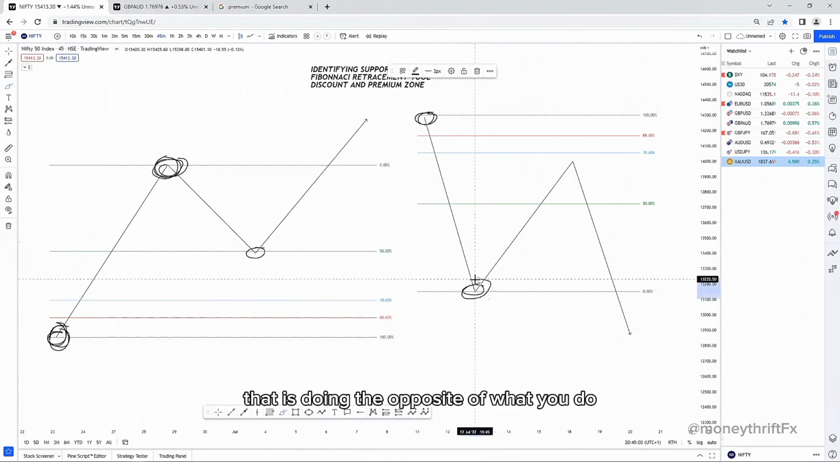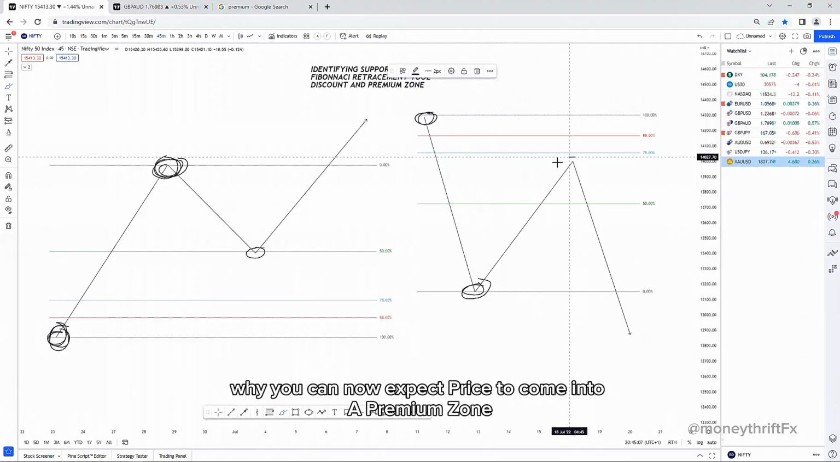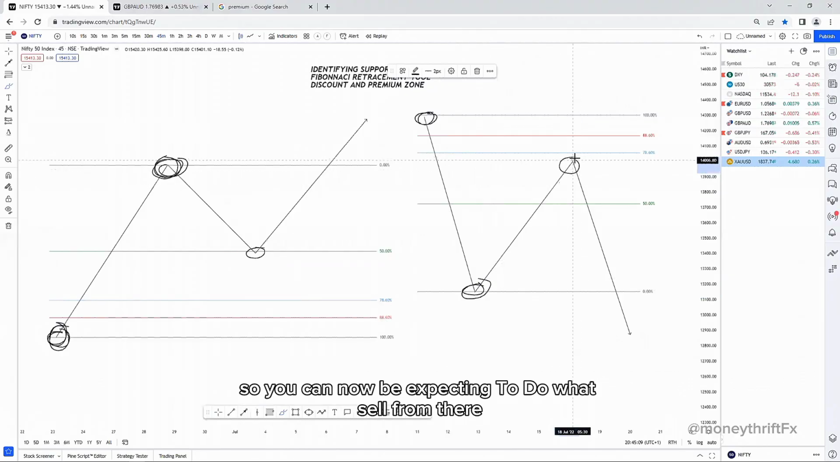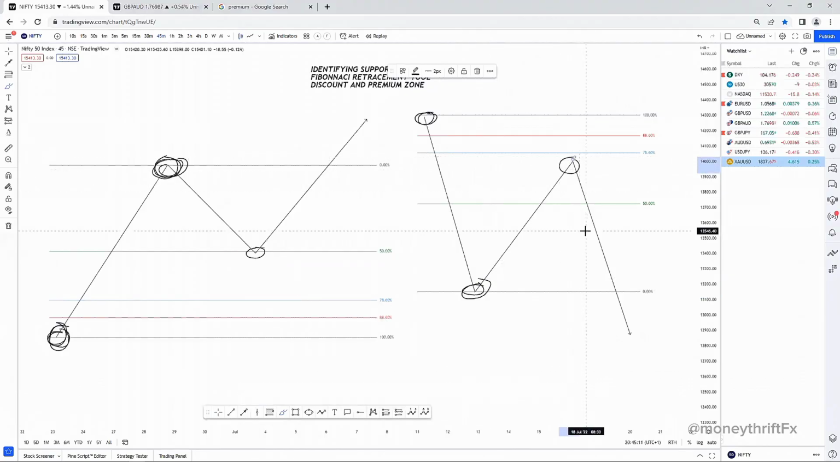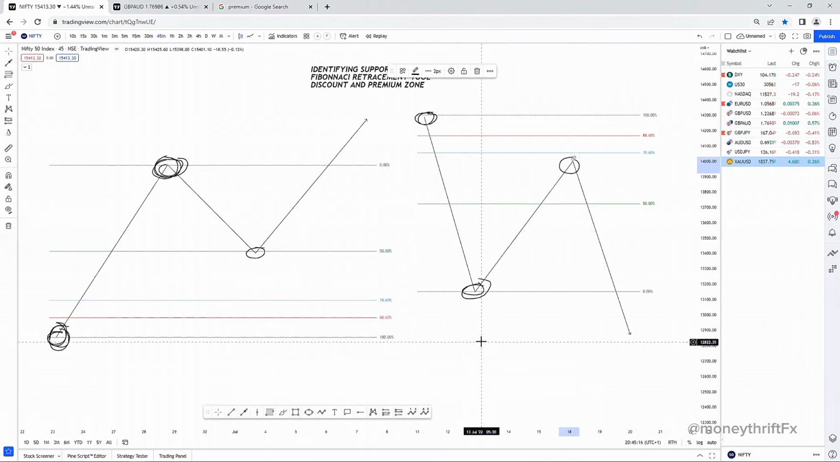That is doing the opposite of what you do in the buy, looking for selling opportunities where you can now expect price to come into a premium zone. So you can now be expecting to do what? Sell from there. So we use just these discount and premium zones to identify possible places where we can take one or two trades from in the market.